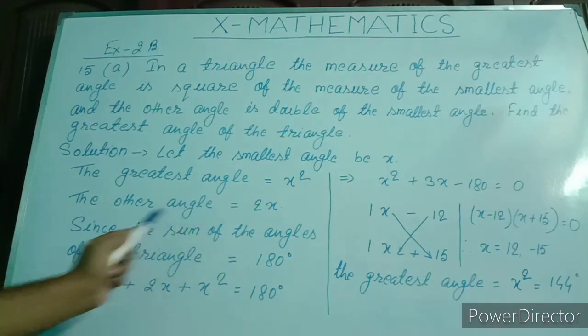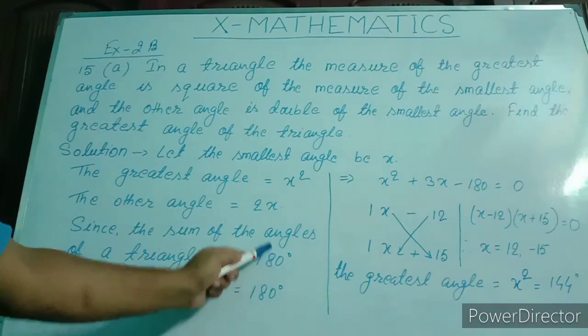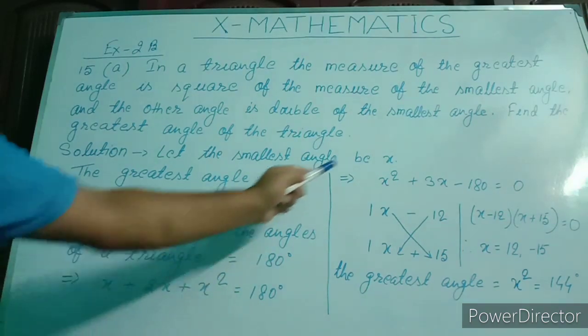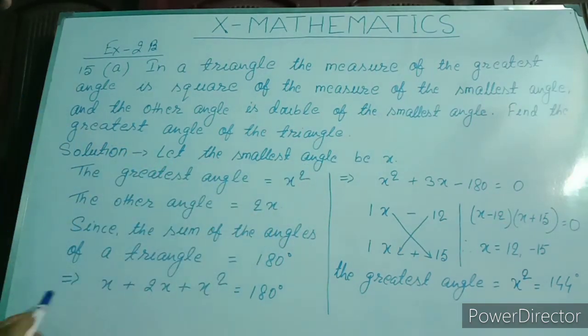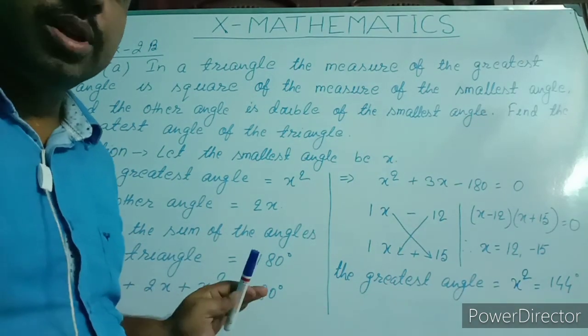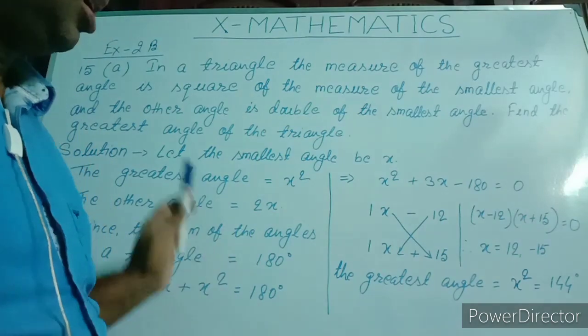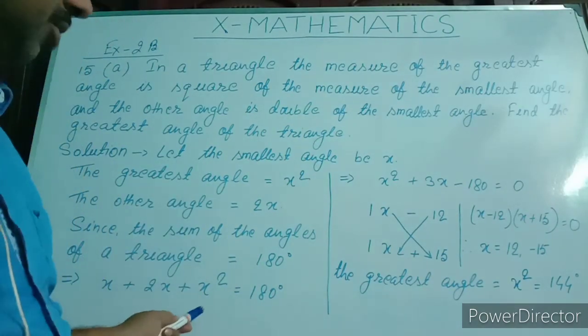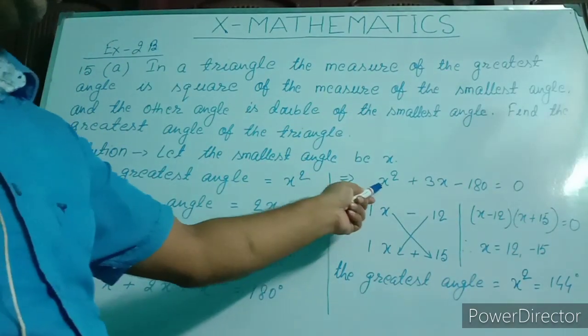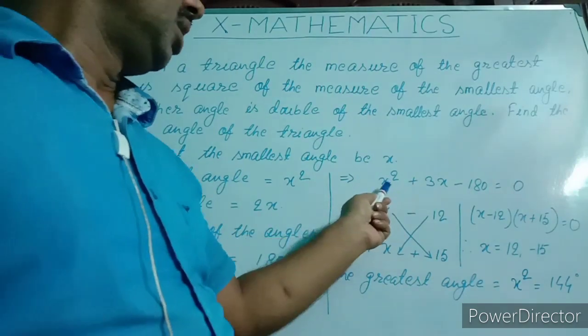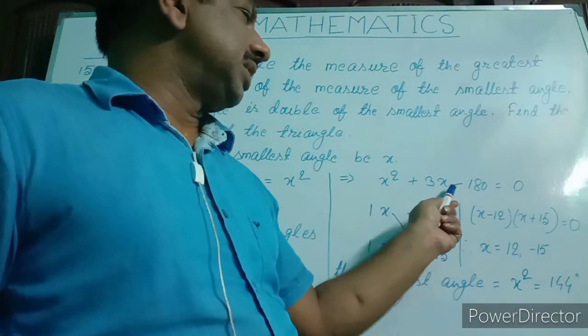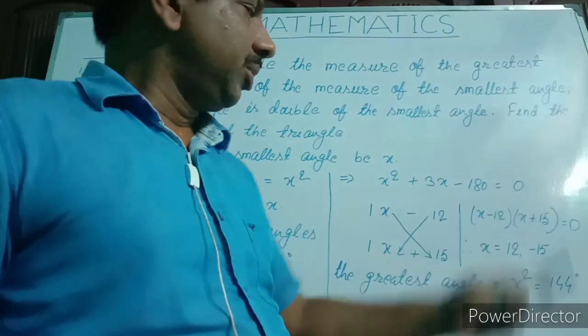We know the sum of angles of a triangle equals 180 degrees. So the sum of these three angles should be equal to 180 degrees. This is the format that will give us the quadratic equation. This format should be correct. From there we can get the quadratic equation. Our quadratic equation became x square plus 3x minus 180 equal to 0.